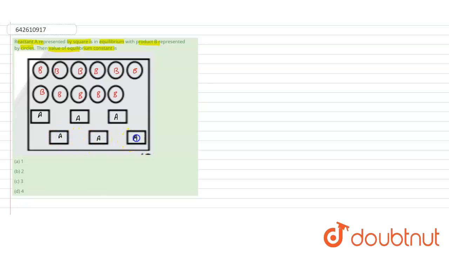Now the question says to find the value of the equilibrium constant. We know that A is our reactant, which is in equilibrium with B. So the equilibrium constant will be equal to the concentration of product upon the concentration of reactant, that is, the concentration of B over the concentration of A. Here you can see the number of particles, the value of B.